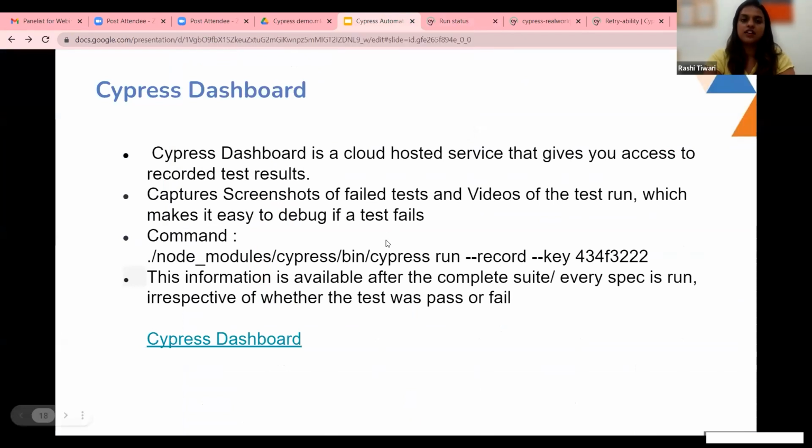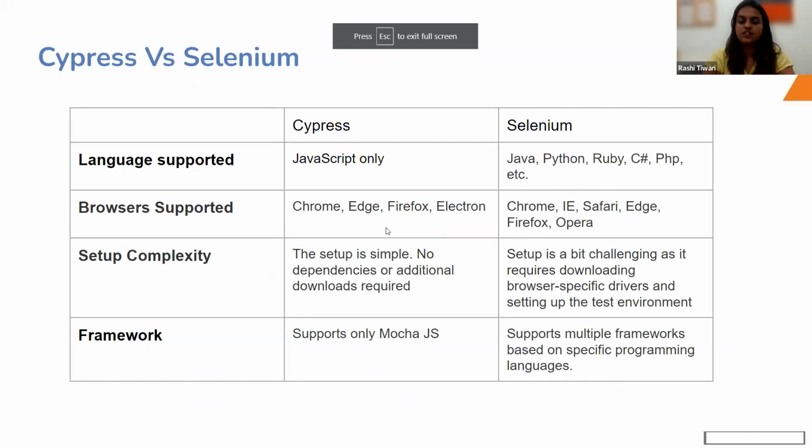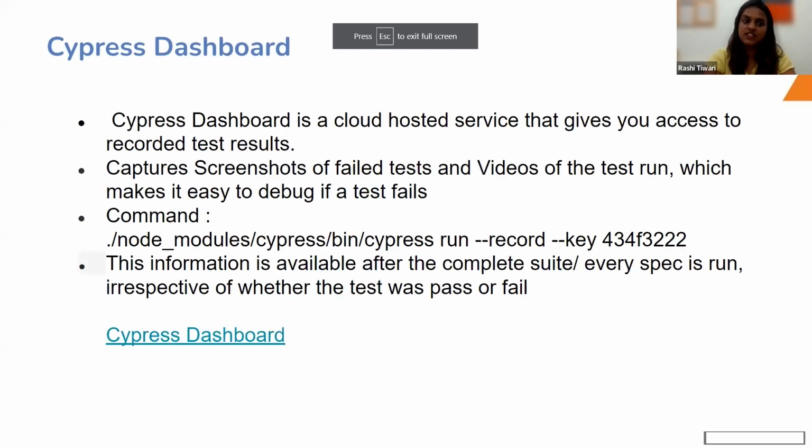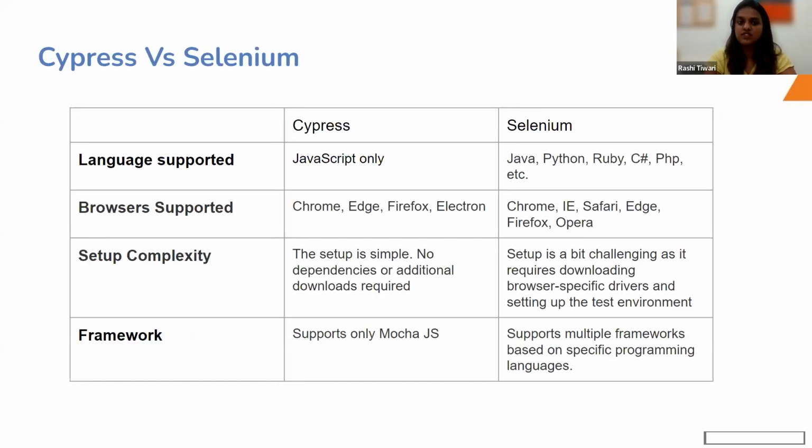Next, let's compare Cypress with Selenium and see what the ups and downs of each are. The first one is that Cypress only supports JavaScript. A person who wants to work with Cypress needs to know some basics of JavaScript. Whereas when we use Selenium, we can use any programming language like Java, Python, Ruby, etc. Browser support: Cypress doesn't support Safari, whereas Selenium does.